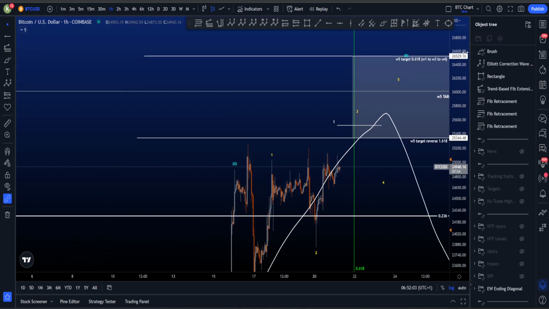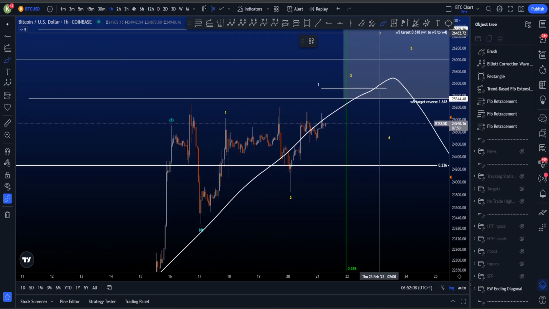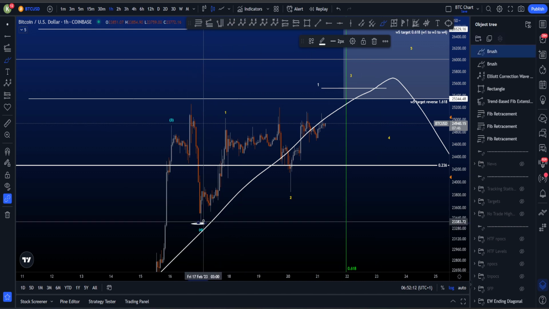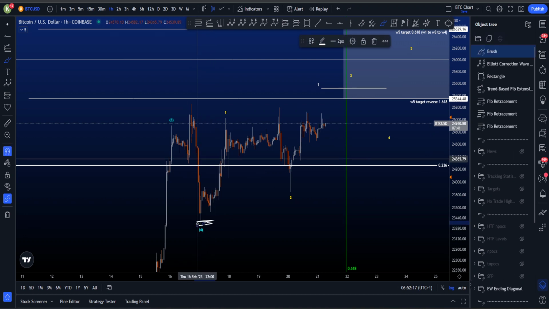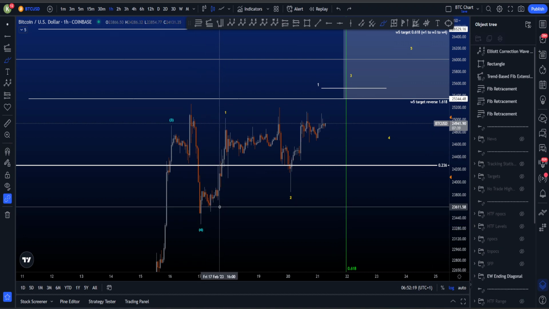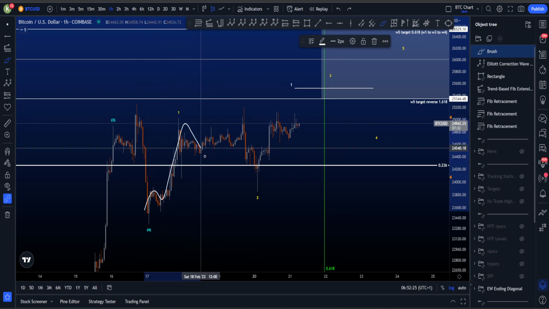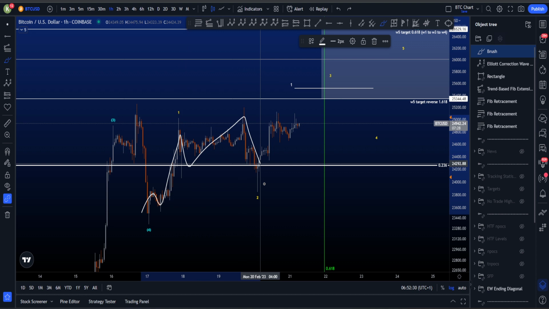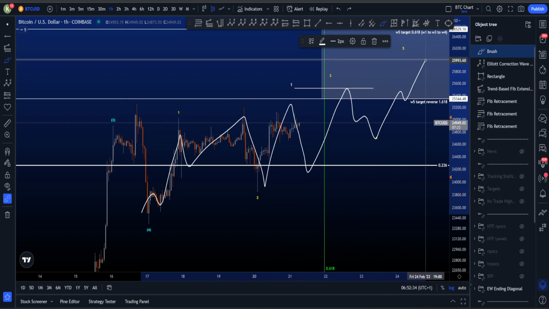On the lower time frame, I will quickly say the ending diagonal is invalidated the moment we go below wave 4, the blue wave 4 over here that you can see. The moment we go below this level, the ending diagonal is completely invalidated, and I will tell you some alternative scenarios, but for now this works very well. So 1, 2, 3, whatever happens, 3, and then eventually another 3 wave and another 3 wave.